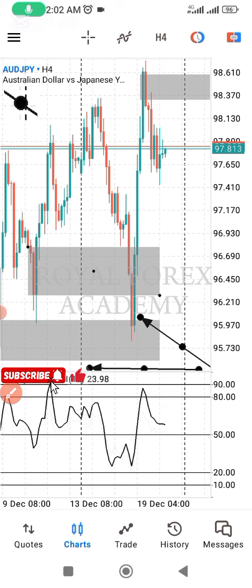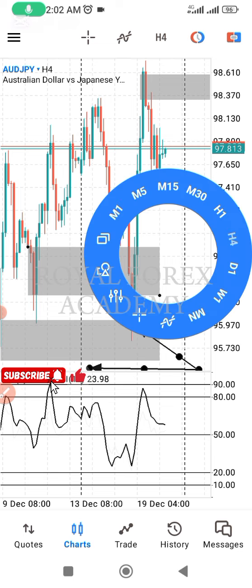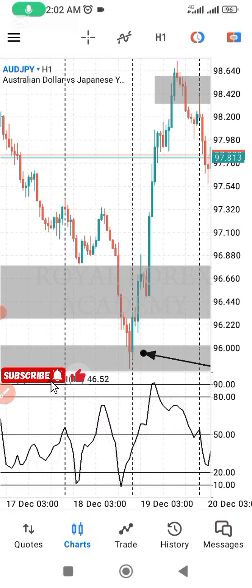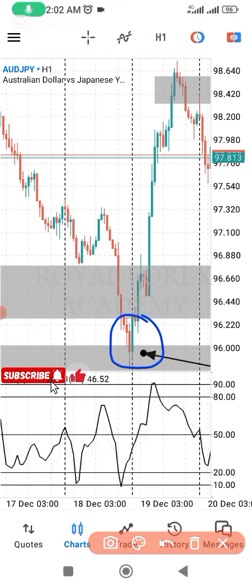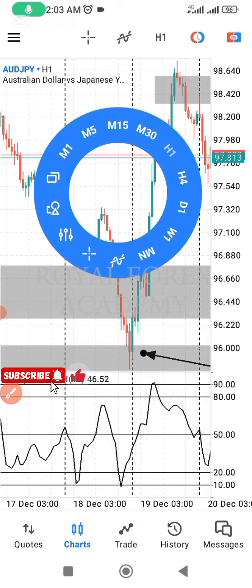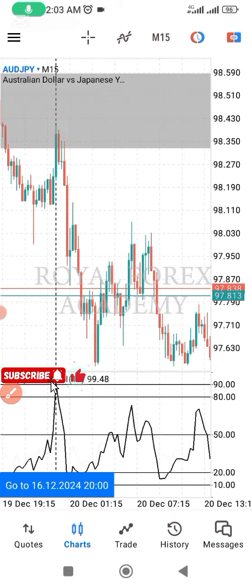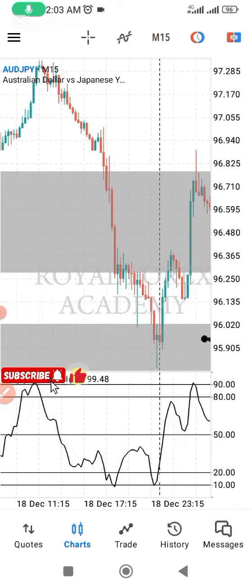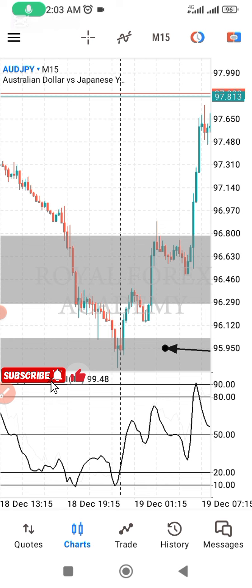So now that price is in this support zone, what do I want to see? A bullish signal. I'll move to my 1 hour. Look at price. Price came into my support zone. What do I have? A bullish engulfing candlestick signal. Look at my commodity channel index, and I'll just make my buy when I have that bullish engulfing candle. I can trace it to 15 minutes.